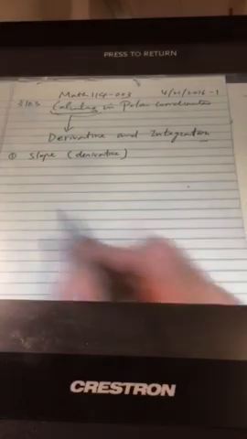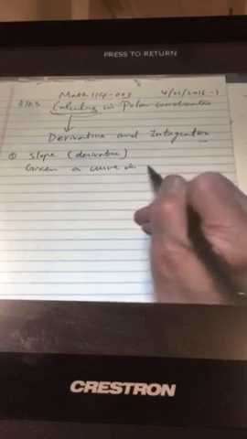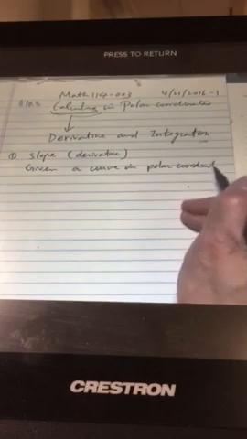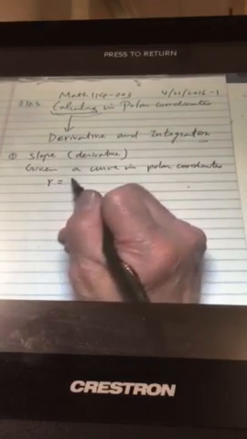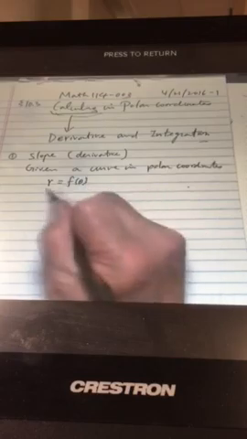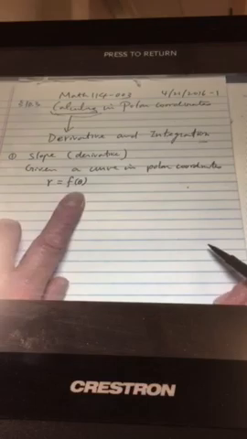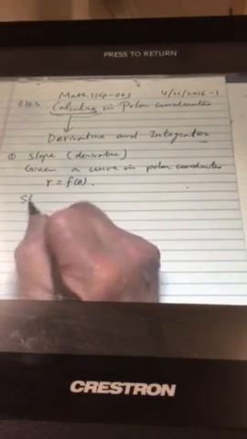All right. So suppose I am given a curve in polar coordinates, and a curve in a polar coordinate always looks like this: r equal to a function of theta. It always looks like this. r equal to f, always like this. Okay, now what's the slope?